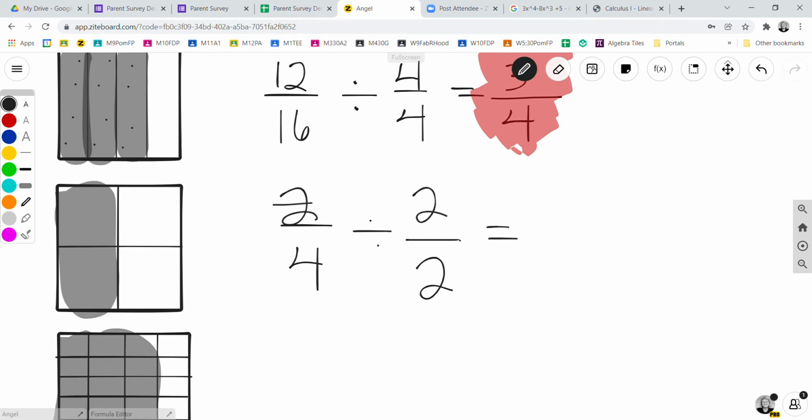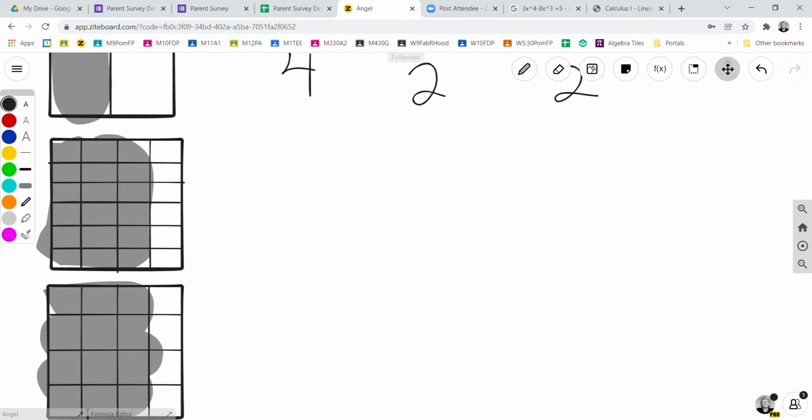So here I go. 2 divided by 2 makes 1. 4 divided by 2, that makes 2. Oh yeah, look, it really did happen. If I erase it, I get 1/2. Do you see the pattern?